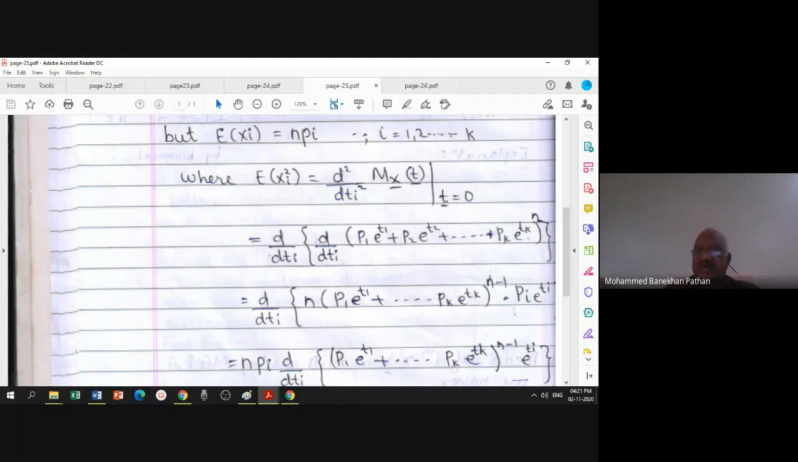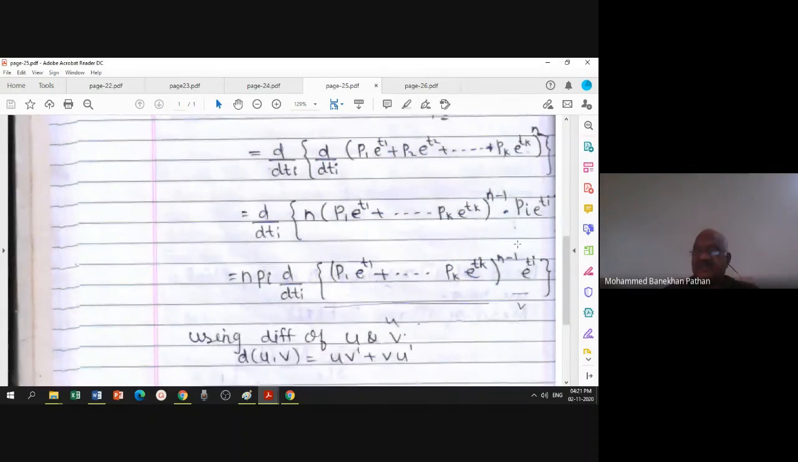Now I write the differentiation of this, what we did for the mean. The power becomes multiplied, the complete bracket stays as it is, the power is reduced by 1, into the differentiation of this bracket for ti. So it is pi e to the power ti.